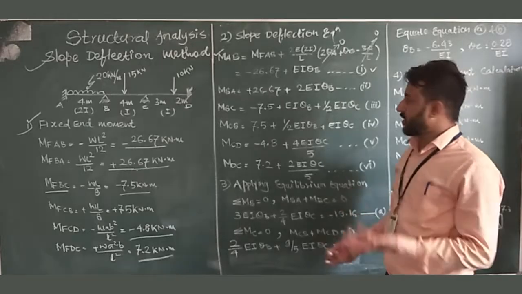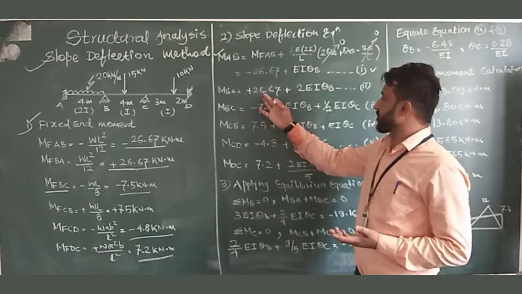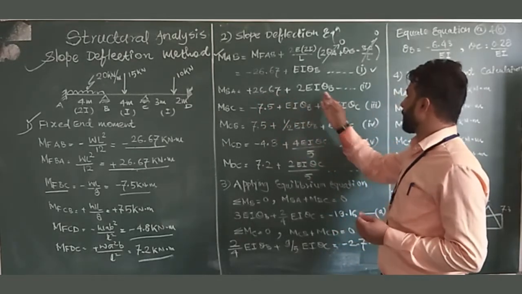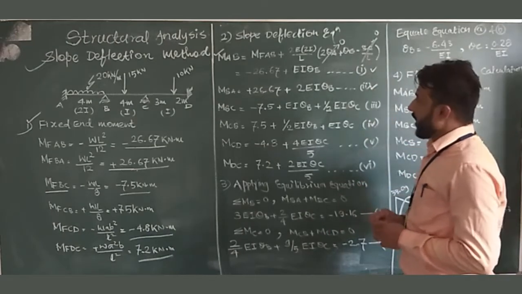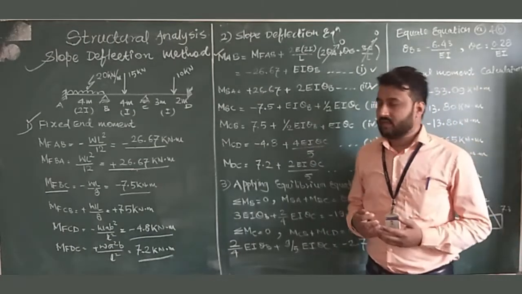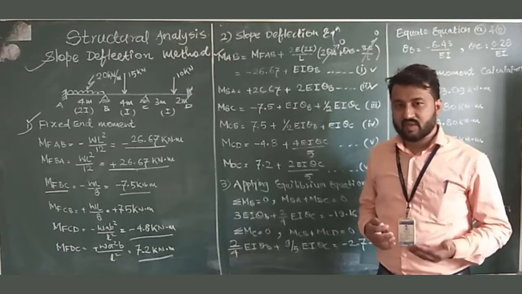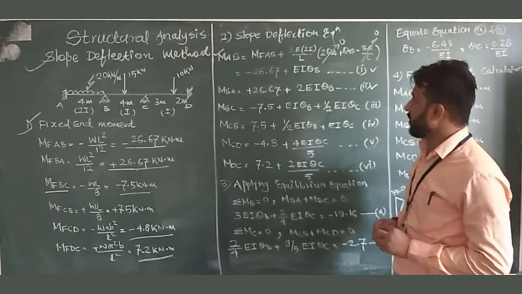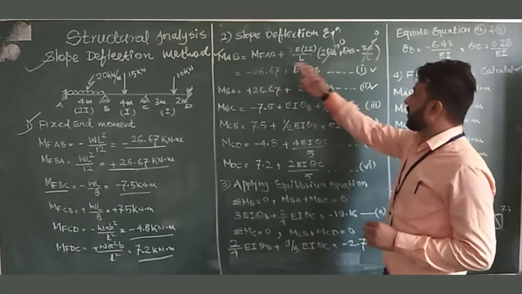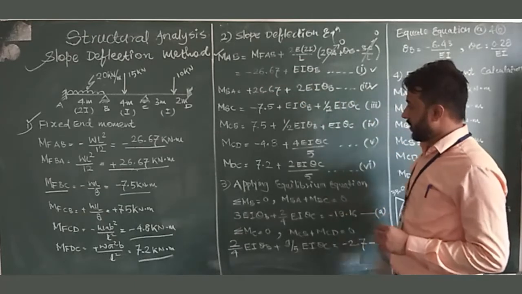And if you calculate that equation, you will get the value 26.67 plus 2 ER theta B. Now this is equation number 2. And similarly, I have calculated the moment BC, moment CB, moment CD and moment DC equations by putting that value into this equation.